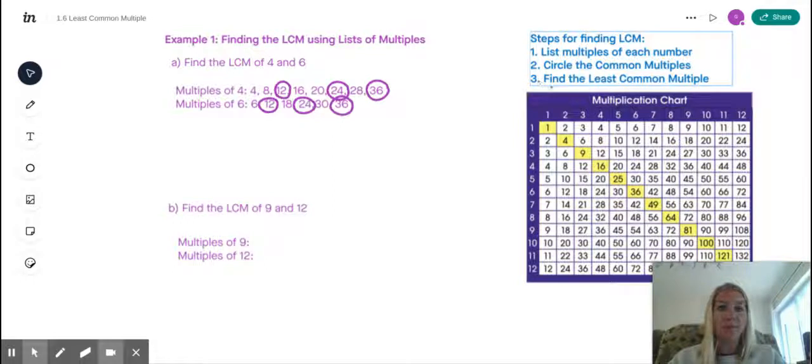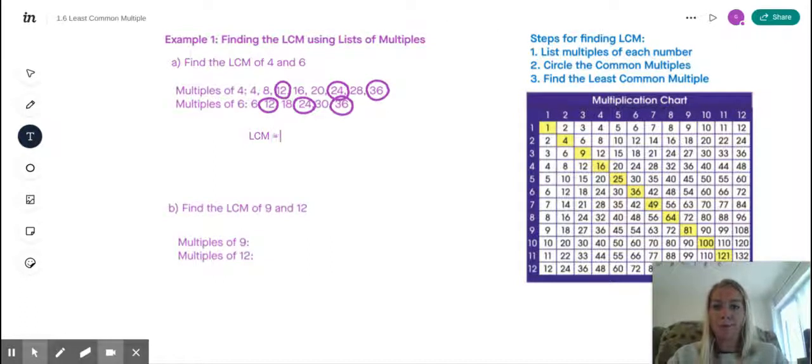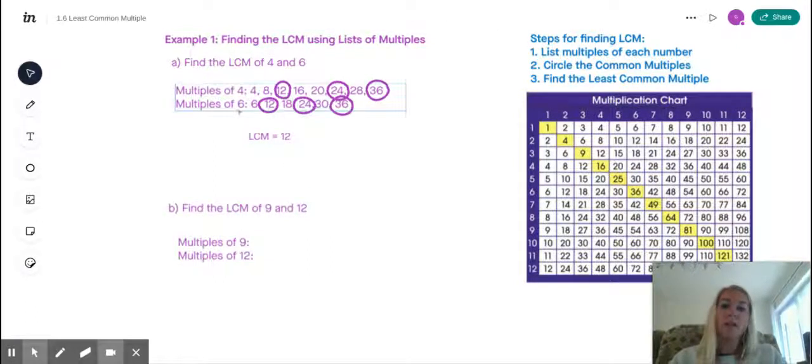Step 3, find the least common multiple. Least means the same as smallest. So which of these numbers, 12, 24, or 36, is the smallest? 12 is the smallest, so the least common multiple is 12. Now, how do you know how many multiples to list? Well, if you've listed all of your multiples and you don't have a common multiple, that means you need to keep writing your multiples until you find at least one common multiple.